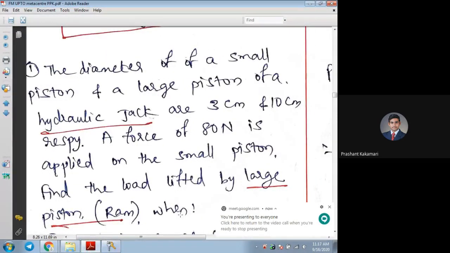So we'll take one simple example. We'll understand from this numerical which law we need to use to solve the problem. All of you just focus here. The diameters of a small piston and a large piston of a hydraulic jack. Here a hydraulic jack is taken. I can take it as Pascal's law only, as far as now is concerned, because in Pascal's law we are not bothered about the pressure difference with height, we are bothered about how the molecules are acting. The diameters of the small piston and the large piston of a hydraulic jack are 3 cm and 10 cm respectively. If the piston diameter is given, we can assume it is equal to the cylinder diameter also. That is 3 cm and 10 cm. A force of 80 Newton is applied on the small piston, which is 3 cm. Find the load lifted by the large piston ram.